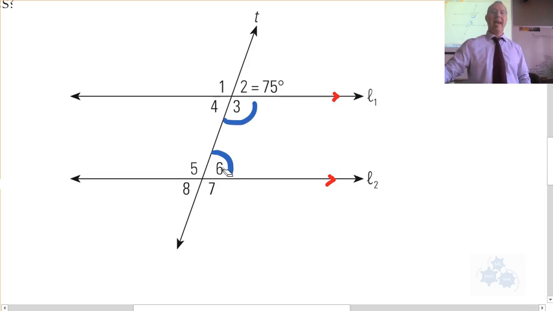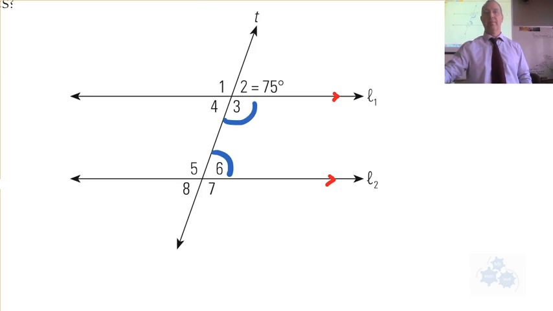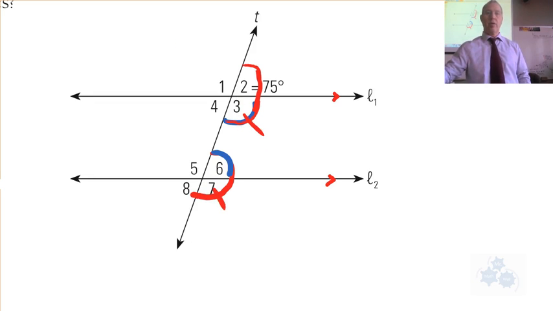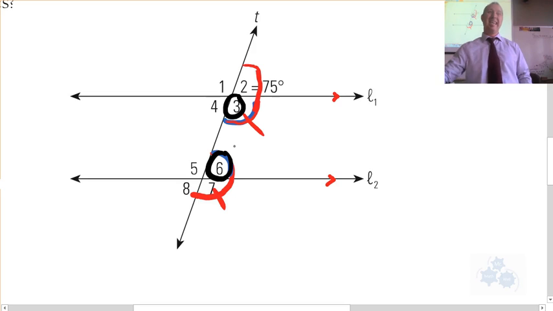So what's the relationship between angle 3 and 6? Are they equal, supplementary, or something different? Do they look equal, first of all? No. This one is acute, angle 6, and this one is obtuse. So let's think about this. 2 and 3 would be supplementary. 7 and 6 would also be supplementary. If angle 3 equals angle 7, then angle 3 and angle 6 would be supplementary. Yeah. Angle 3 and angle 6 are supplementary.